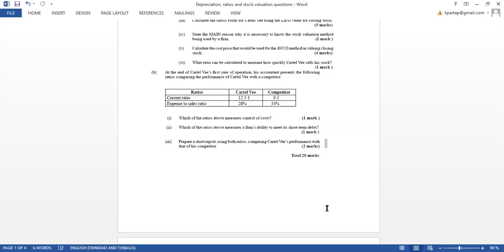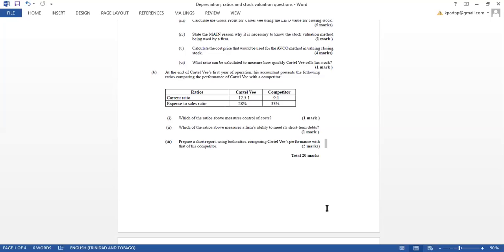When it comes to the expense to sales ratio, Cartel V is 28% and the competitor is 33%. So the competitor actually has higher expenses. And the aim of most firms is to keep expenses low. But of course, you will have expenses.